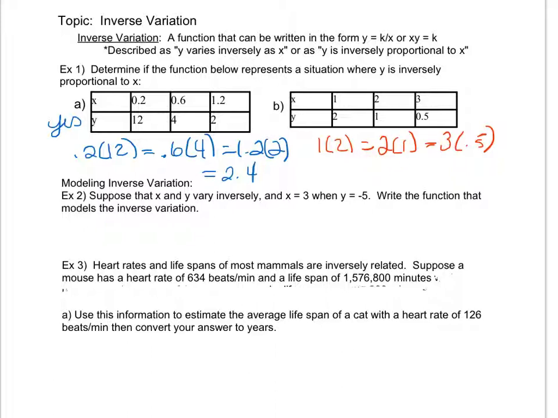2 times 1 is 2. However, 3 times 0.5 is 1.5. So this piece here fails. So this does not vary inversely.